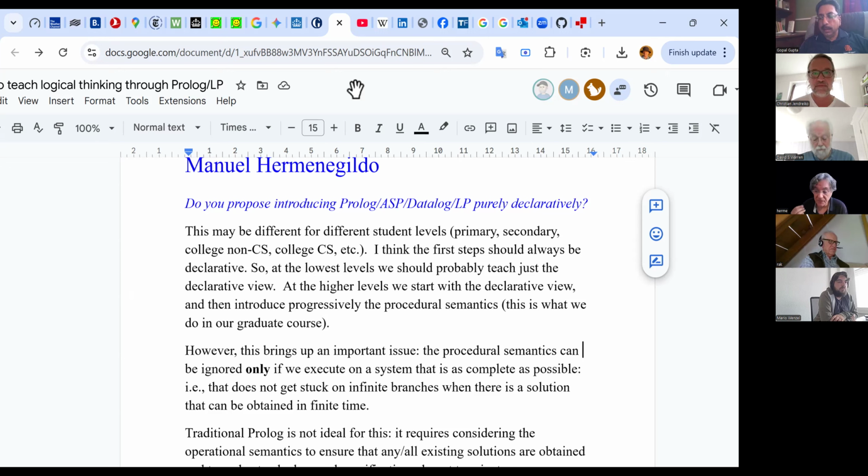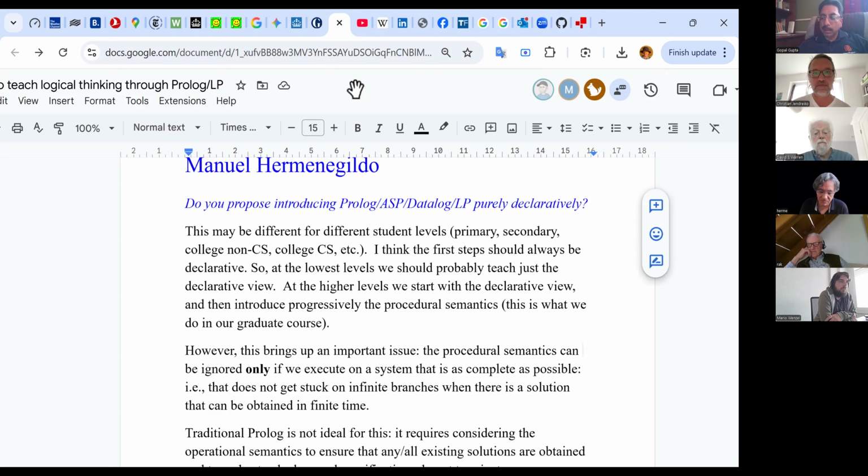Now, this brings an important issue that I always try to underline, which is that you can only ignore the procedural semantics if you're executing on a system that is as complete as possible. So, a system that does not get stuck on infinite branches when there is a solution that can be obtained in finite time. Now, if there's no solution, that's one thing. Or if there's only infinite branches with no solutions. But if there is a solution, you shouldn't get stuck in other infinite branches and so on. And unless you have a system like that, you cannot teach properly the declarative view.